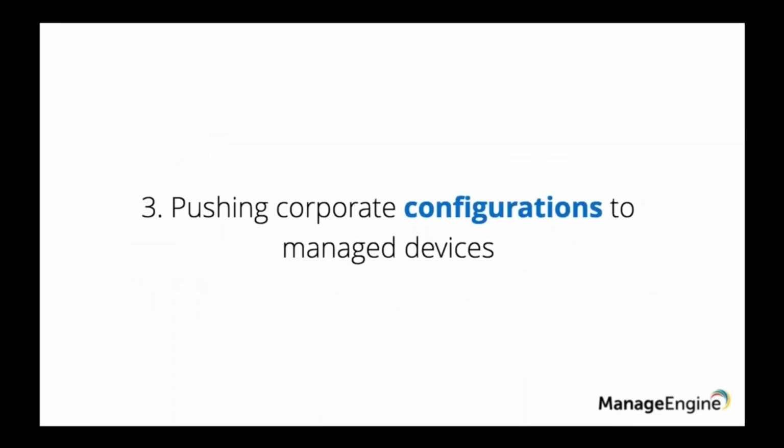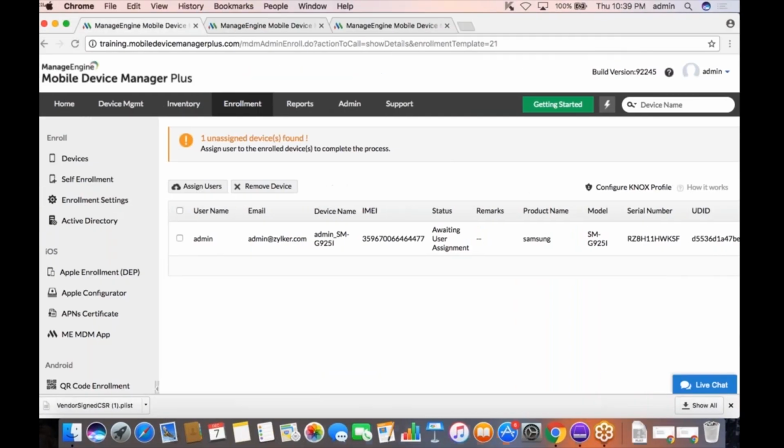This brings us to the next segment of the training. As an admin, you've already enrolled all of the devices in your IT environment. The next step for you is to ensure that these devices are ready for corporate usage. To do that, you can push your corporate configurations such as your passcode, Wi-Fi, VPN, and email configurations onto your managed devices. Now let me take you back to the MDM server and show you how it's done.